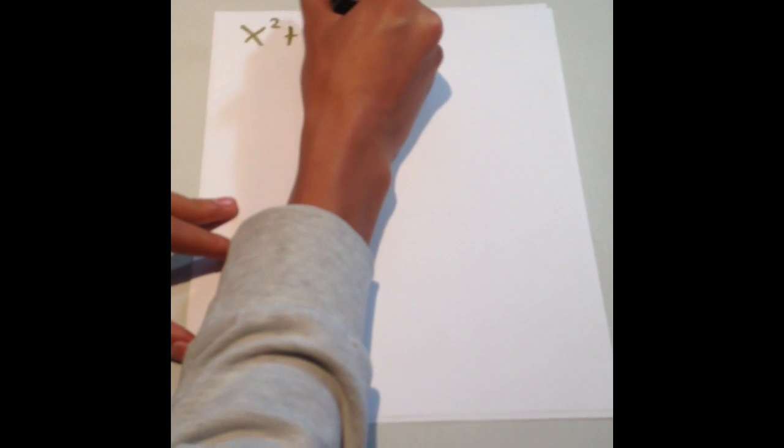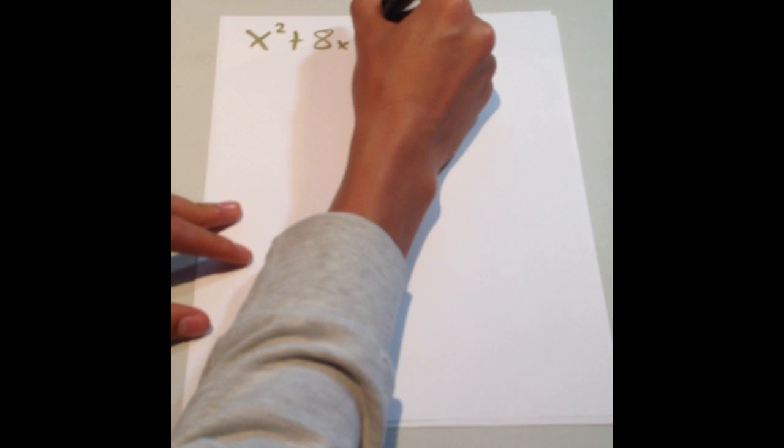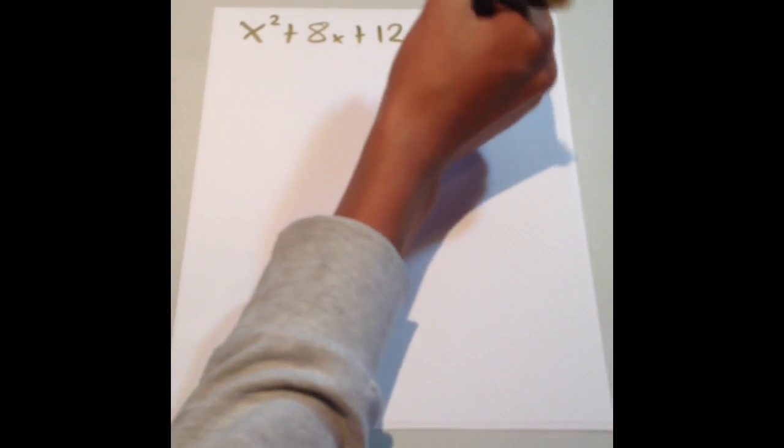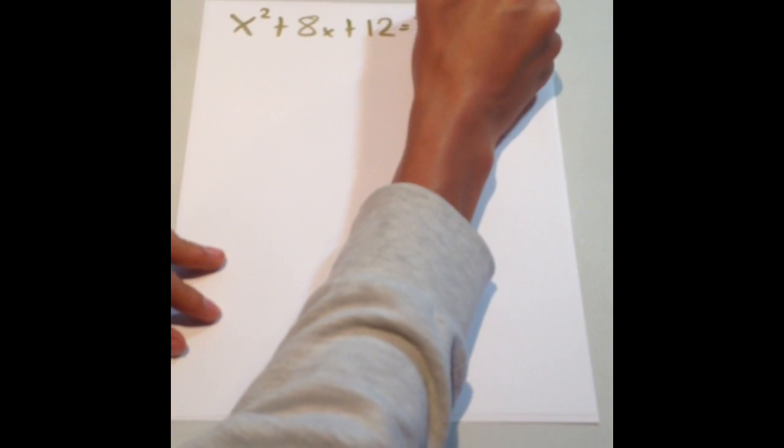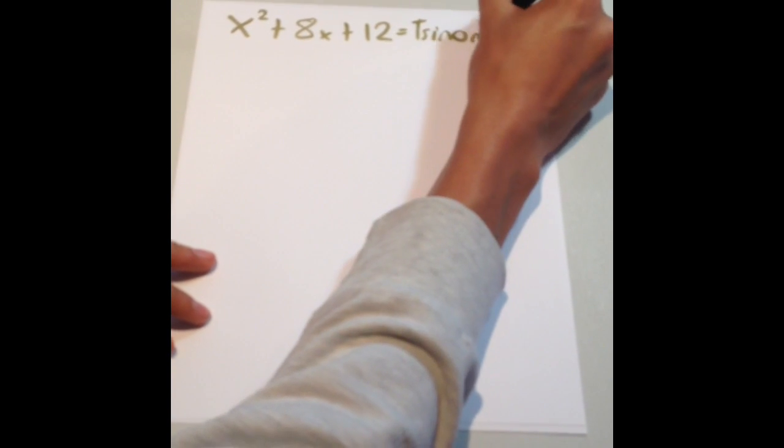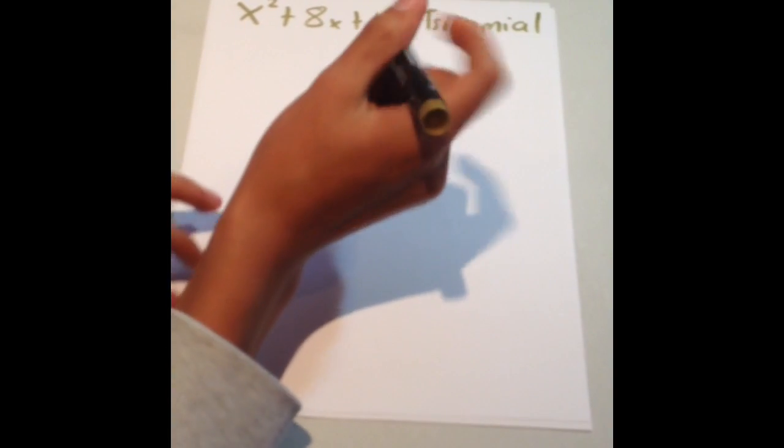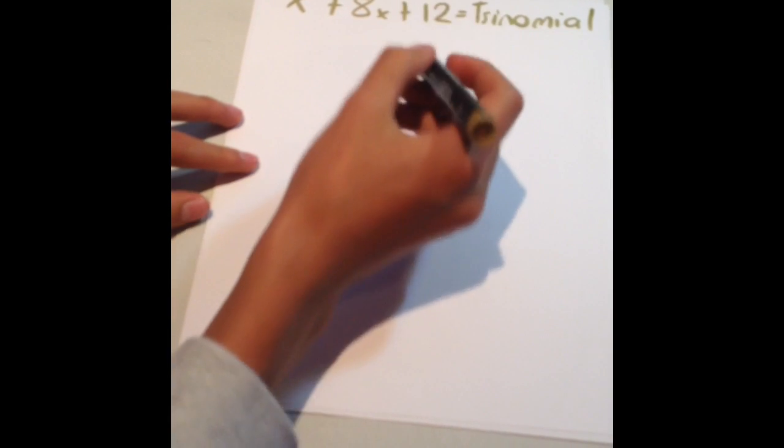To factor by FOIL, you first need to see if the polynomial is not able to be divided by greatest common factor. In this case, we're going to work with the equation x^2 plus 8x plus 12. So, first we need to see if it is a trinomial and check if it's possible by greatest common factor.